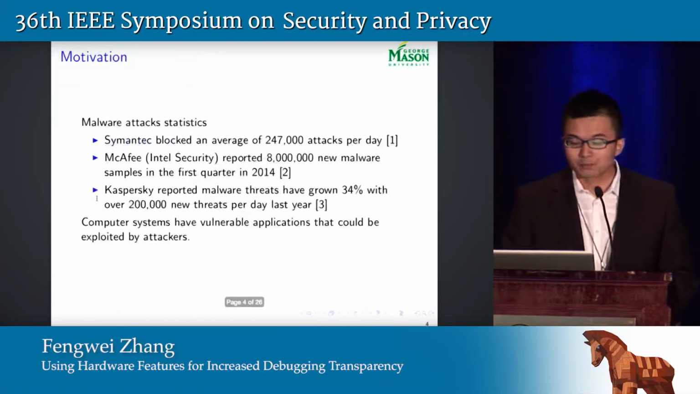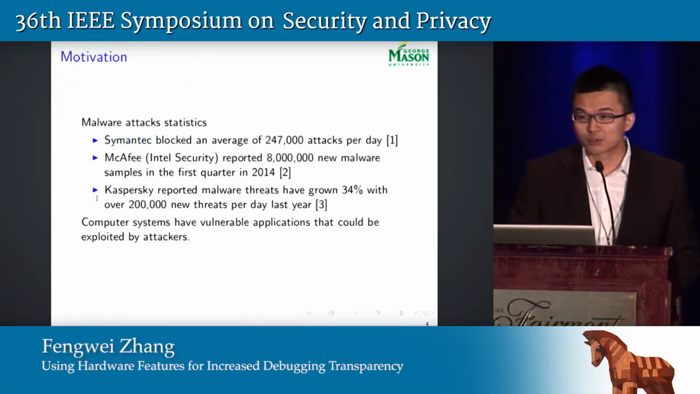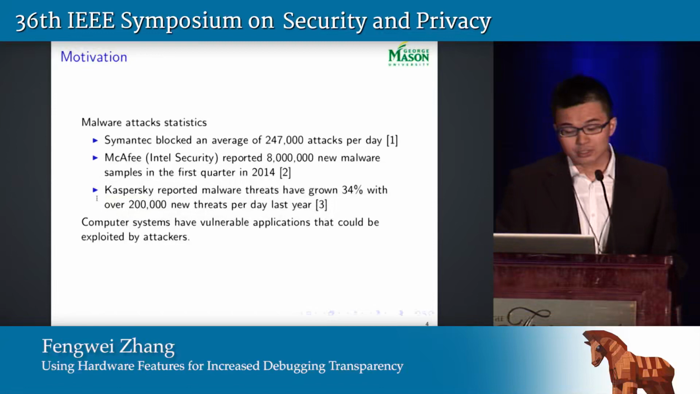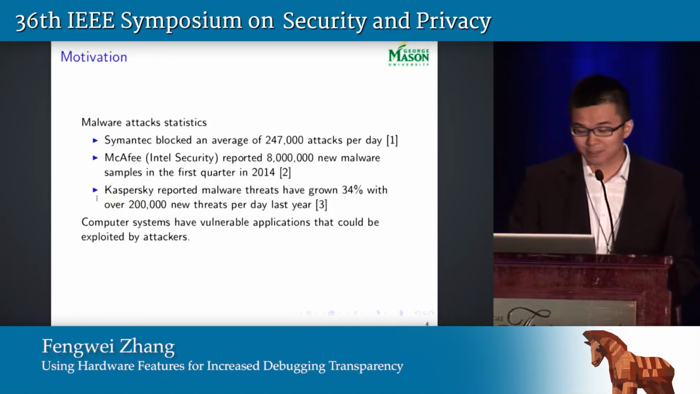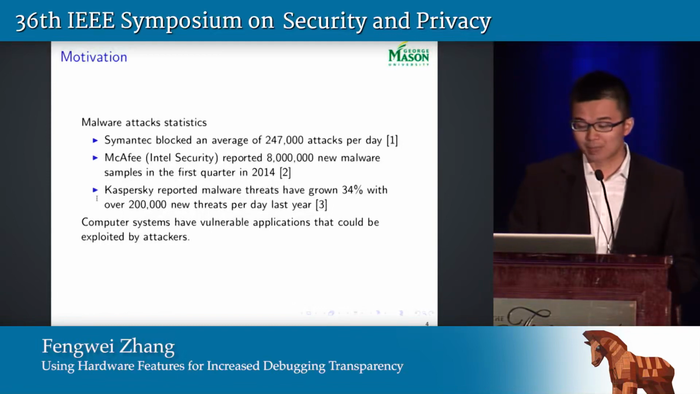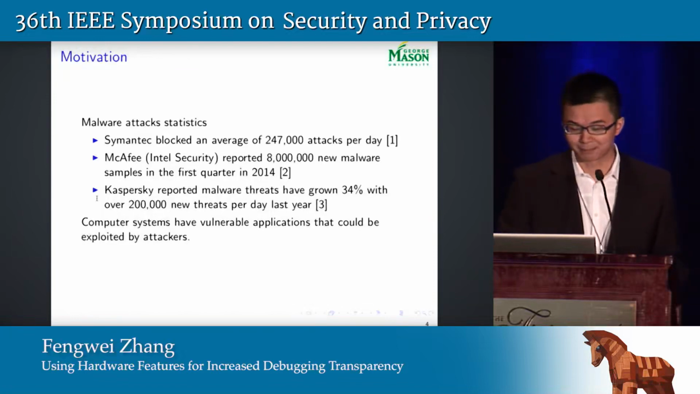Motivation. The number of malware attacks against computer systems has increased dramatically. These are some malware attack statistics. Symantec blocked an average of 247 attacks per day. McAfee reported 8 million new malware samples in the first quarter of 2014. In the last year alone, malware threats have grown 34% with over 200,000 new threats per day. This is reported by Kaspersky Lab.